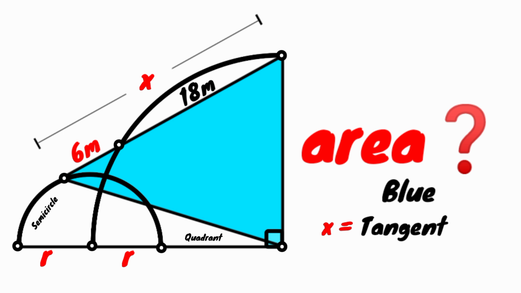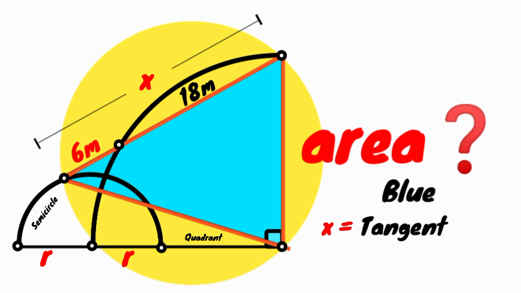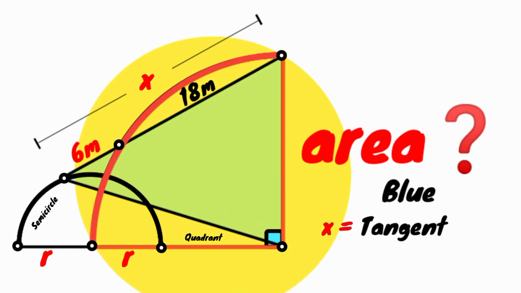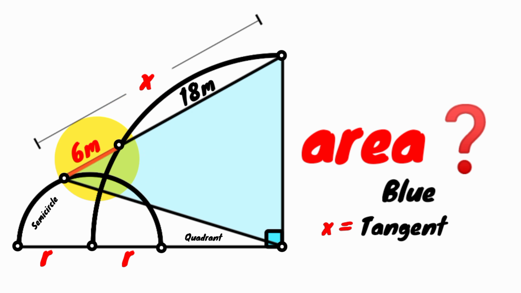We are asked to calculate the area in blue. That is, this triangle, we have a semicircle and a quadrant. This segment is 6 meters and this is 18 meters. The whole line is labeled x, and here it says x is a tangent. That means this is a tangent. Obviously, to this semicircle, this segment and this are radii of the semicircle.